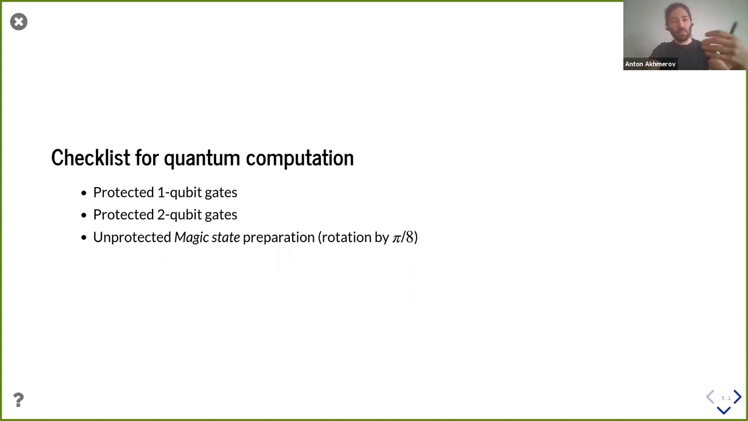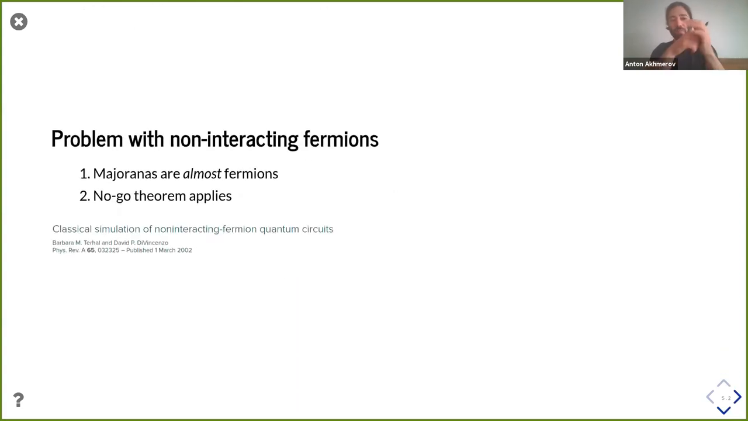Now let's see how this checklist transforms into Majoranas. And here comes a problem that historically people working on Majoranas didn't realize for quite a while. So first of all, and that's something which we already know, Majoranas are almost fermions. So a single Majorana is different. Majorana operators anti-commute, or in other words, out of every two Majoranas, you can make a single fermion.